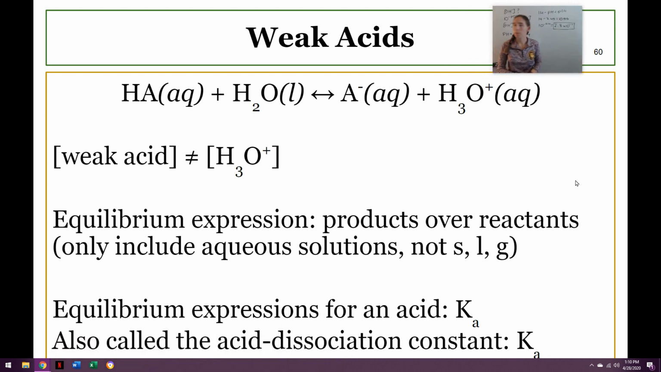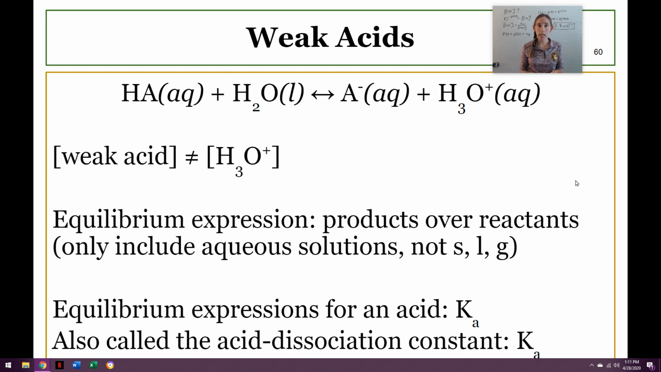All right, so we have weak acids. Here you have your general acid equation of HA with water turns into A minus and your H3O. Now that's almost the identical equation that we have for strong acids. The only difference is that in a strong acid, you have one arrow pointing to the right, and you don't have that double arrow that we have here.